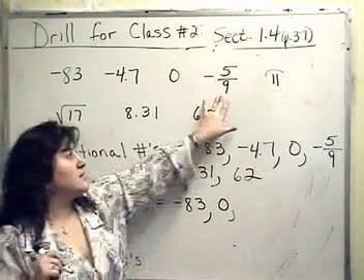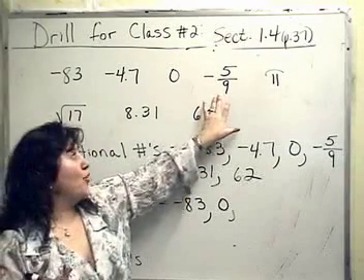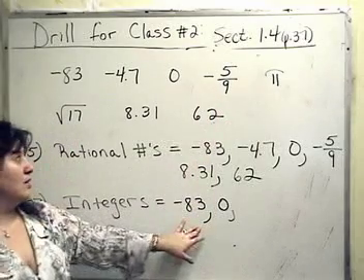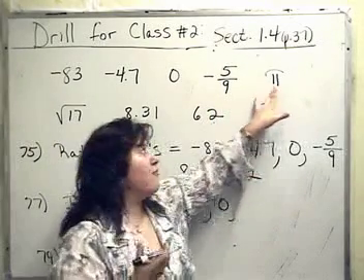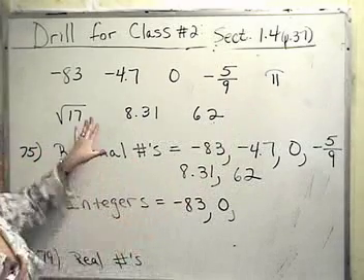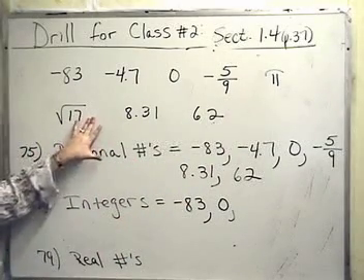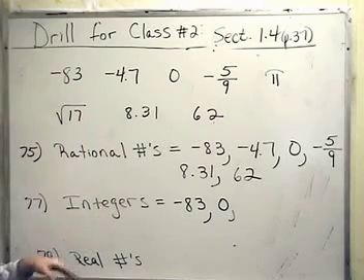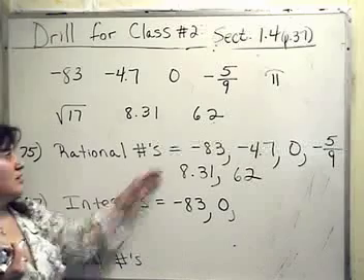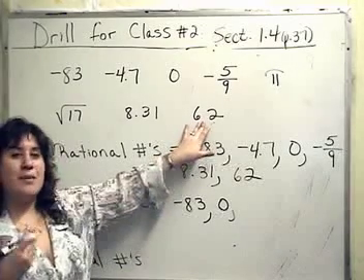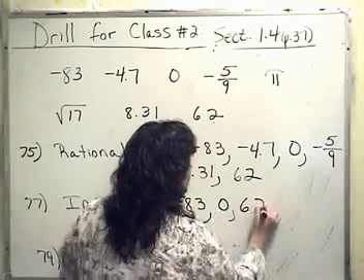Negative 5/9 is a fraction or a decimal value, therefore it's not an integer. Pi is a decimal value, therefore it's not an integer. Square root of 17 is a decimal value, therefore it's not an integer. 8.31 is a decimal, therefore it's not an integer. 62 is a positive whole number, therefore it is an integer.